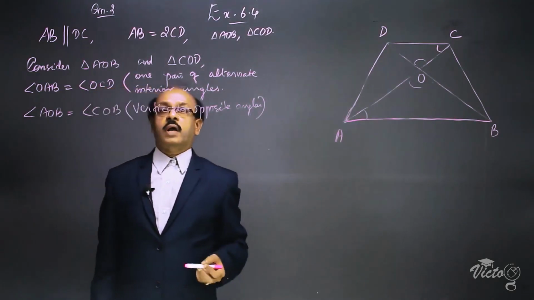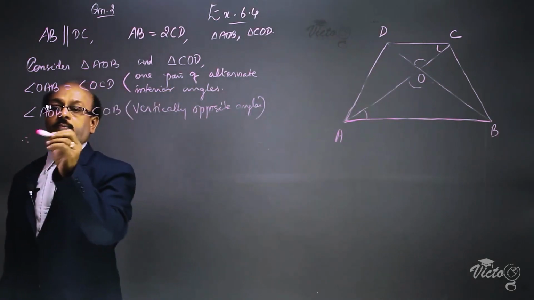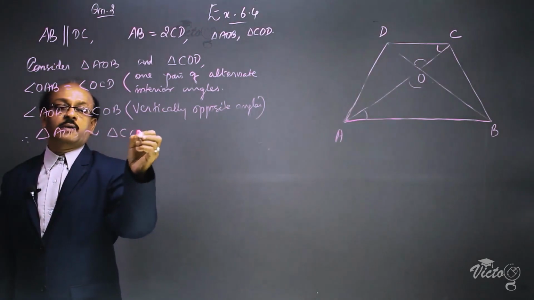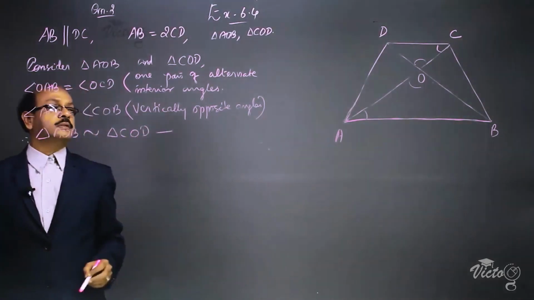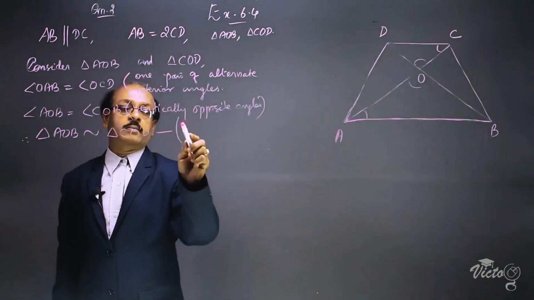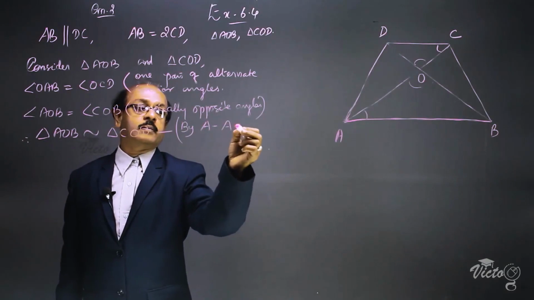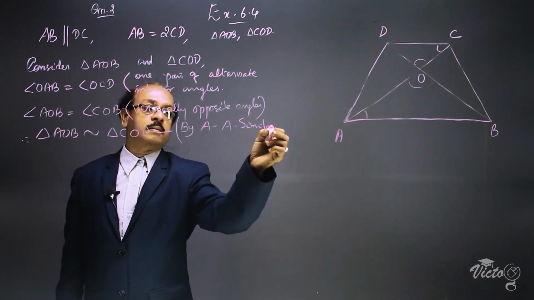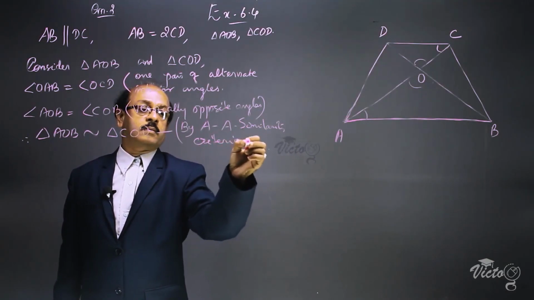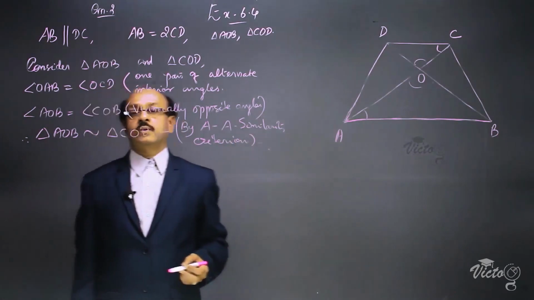This is enough for writing triangle AOB similar to triangle COD. Therefore, triangle AOB is similar to triangle COD. The reason is AA similarity criterion. By AA similarity criterion, we are getting triangle AOB similar to triangle COD.